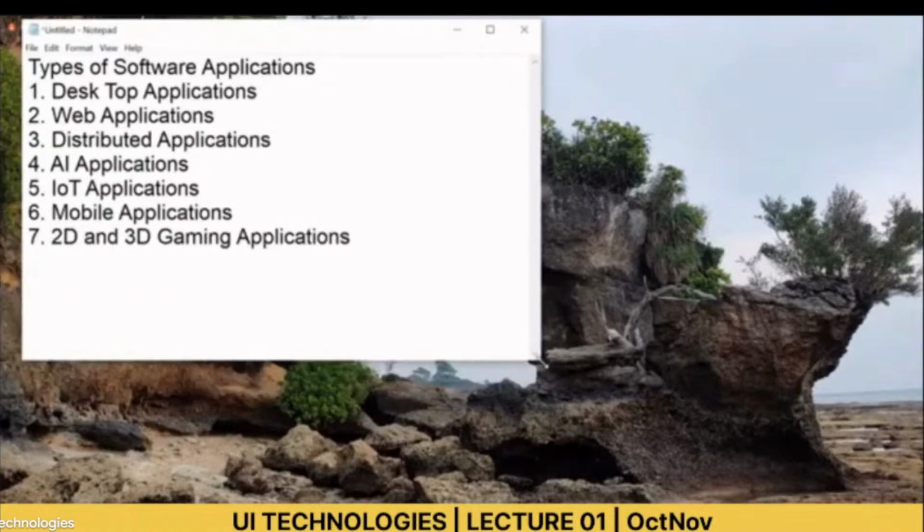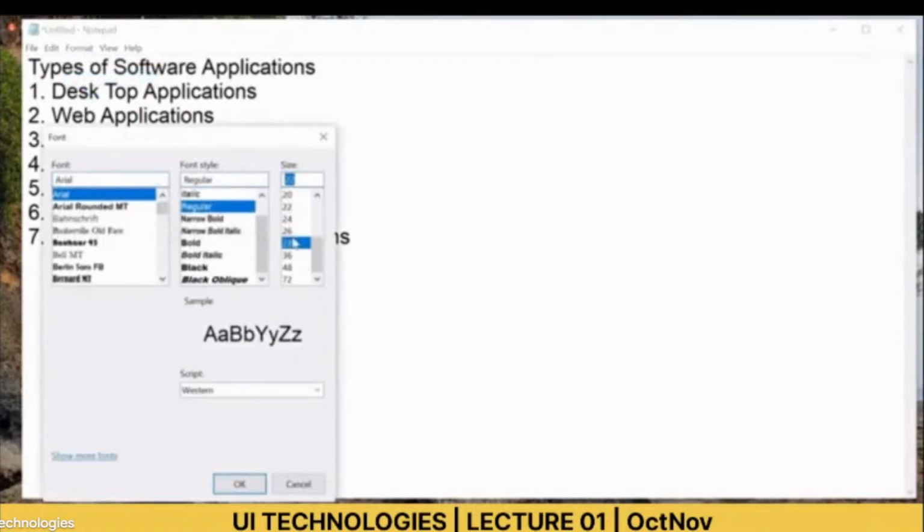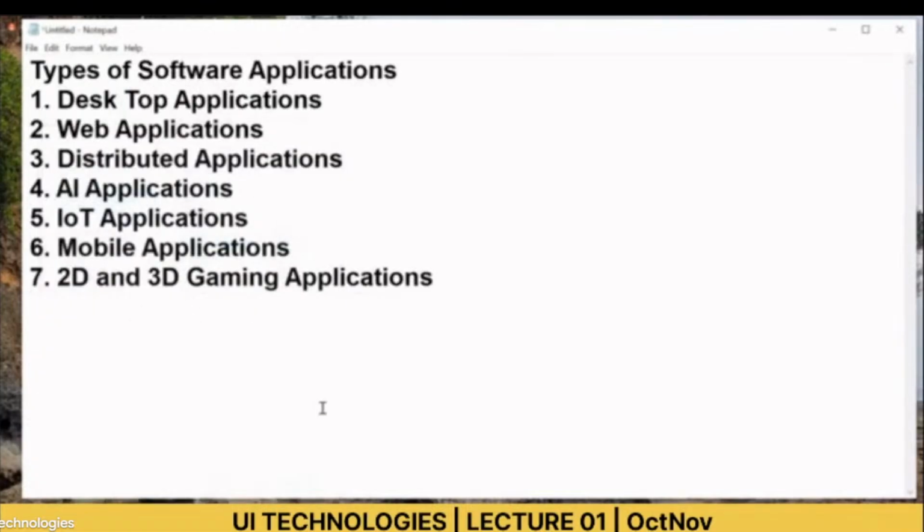So we have desktop applications, web applications. Let me increase the size. These are the different types of applications we have. What are those? I will explain. We will discuss them. So software applications are classified into various categories. As a software developer, your career will be in any of these seven: desktop, web, distributed, artificial intelligence, IoT, mobile, 2D and 3D gaming.